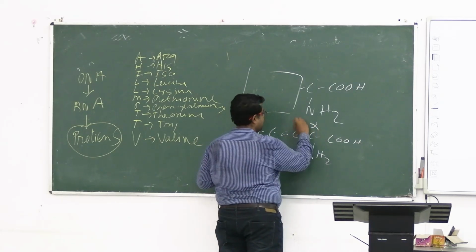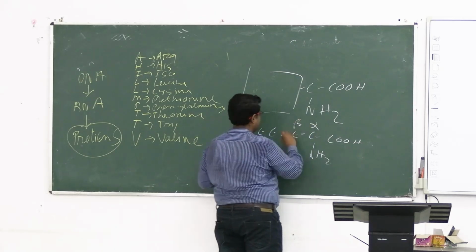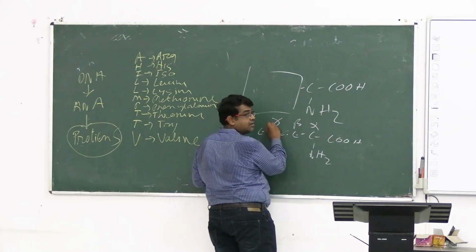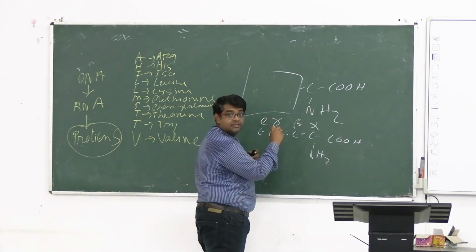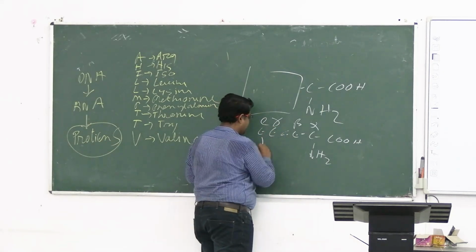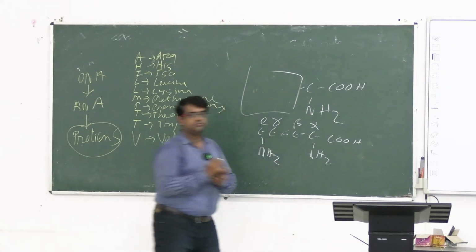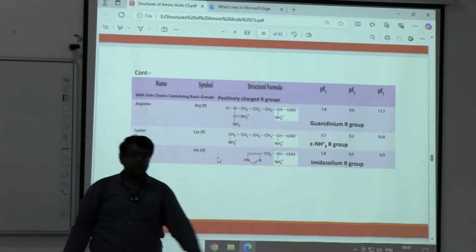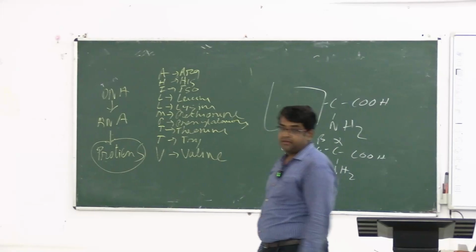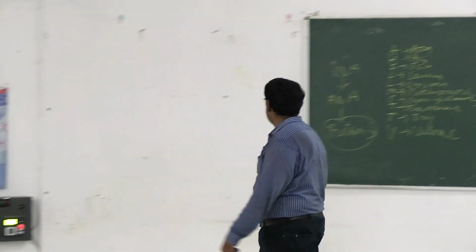Alpha, then beta, then gamma, then epsilon. In the epsilon carbon, you have an NH3 group. In case of lysine, this gives it structural polarity.